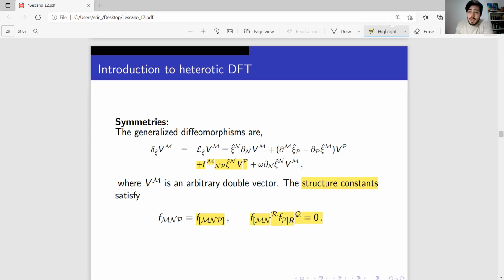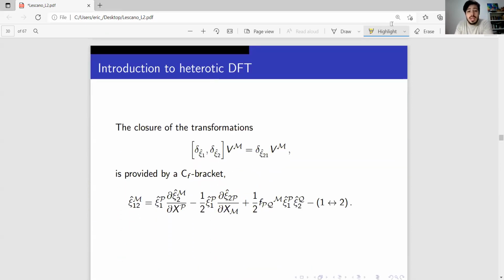We have an extra term over here, and this extra term on the generalized Lie derivative will change our bracket. We want closure of the transformation, and the bracket now contains an extra term. These terms were computed by Gianluca, and now we have this extra term over here due to the gauge part. Of course, if we turn off, for example, the structure constant, we obtain the C bracket. I don't remember if Gianluca gave you the name. This is the C bracket. It's the bracket of double field theory.